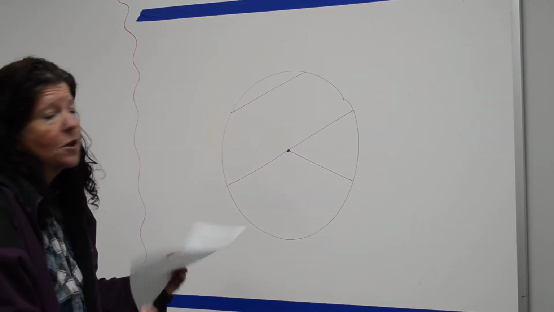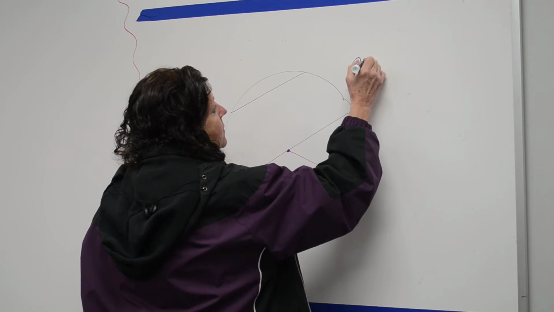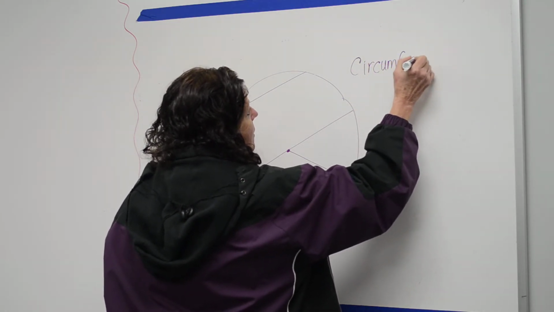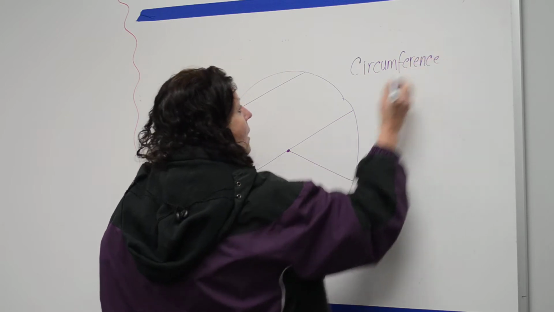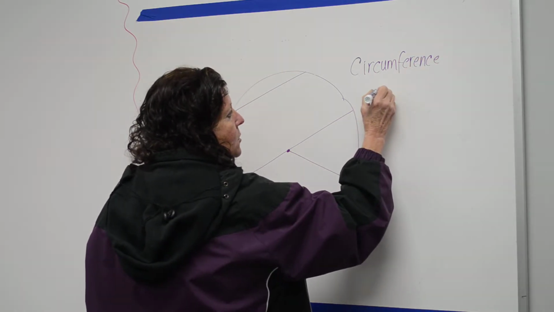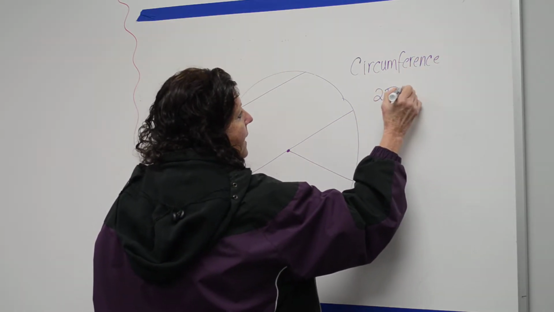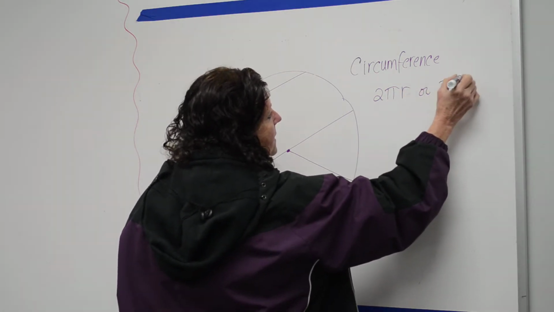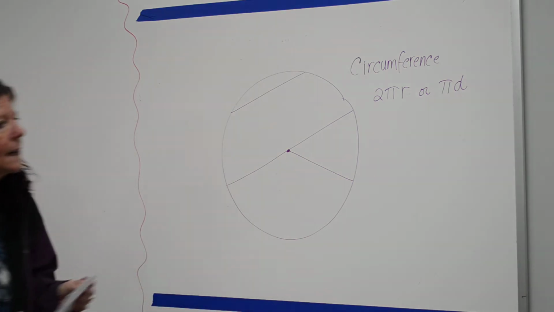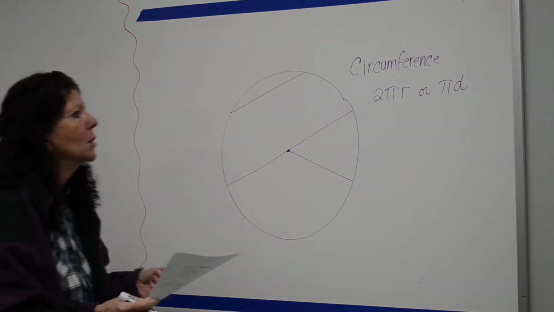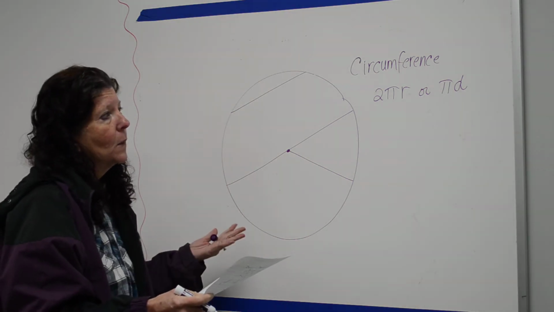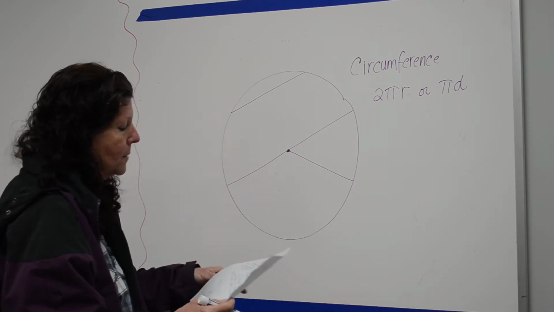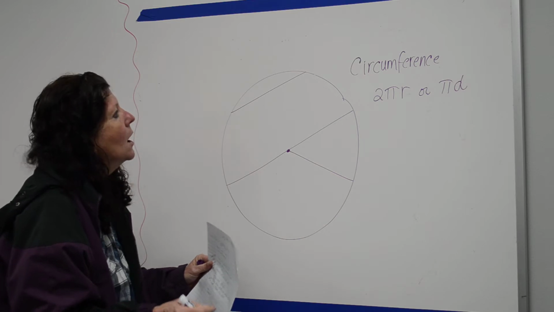Based on this, we first started talking about circumference, which is your distance around the circle. And your circumference is equal to 2 times pi times the radius, or pi times d, because remember, twice the radius is equal to the diameter. And given a radius, you should be able to come up with a circumference. Given a diameter, you should be able to come up with a circumference.